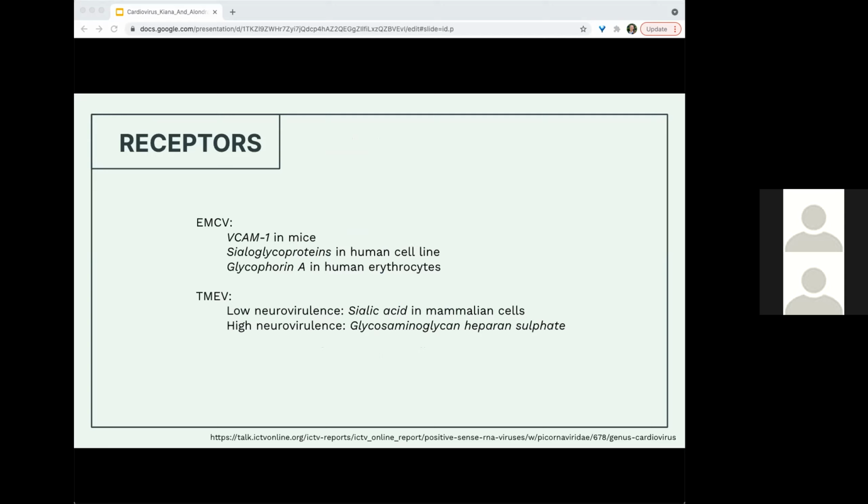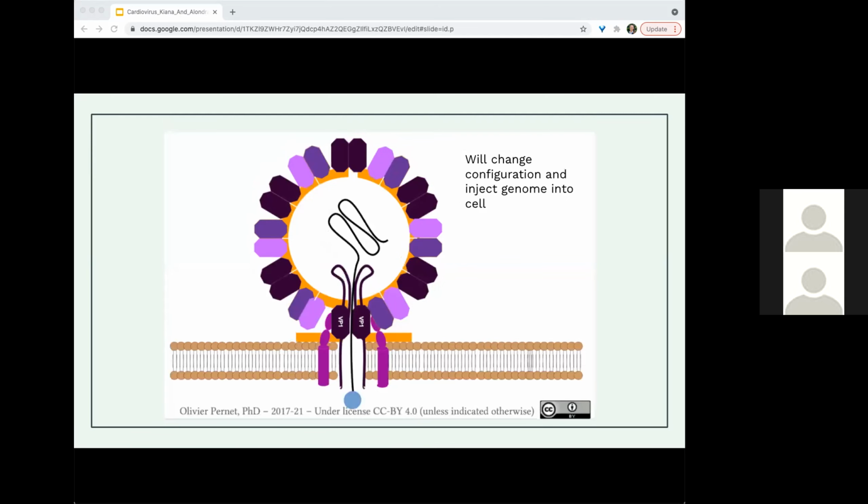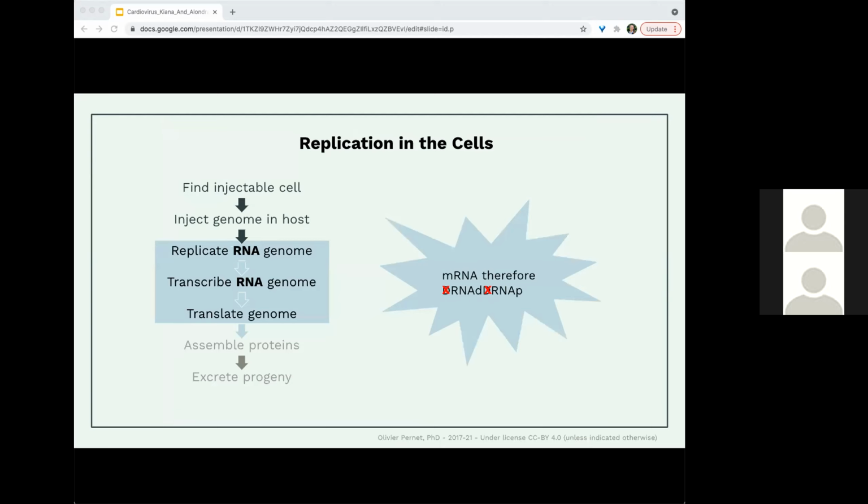Different species of cardiovirus have different receptors, and these receptors vary by host. For example, the receptor of EMCV in mice is VCAM1. Upon detecting a specific receptor, cardiovirus will bind. Binding will trigger a change in configuration and inject the genome into the cell. Next, we'll move on to viral replication.